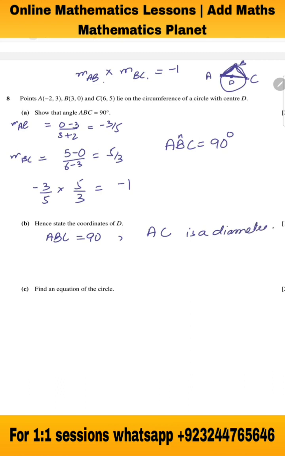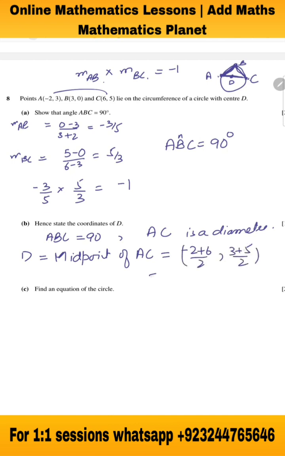If AC is a diameter, then the coordinates of the midpoint of A and C would be the coordinates of D. So D is equal to the midpoint of AC, which is equal to (-2 plus 6) by 2, (3 plus 5) by 2, which is equal to (2, 4).